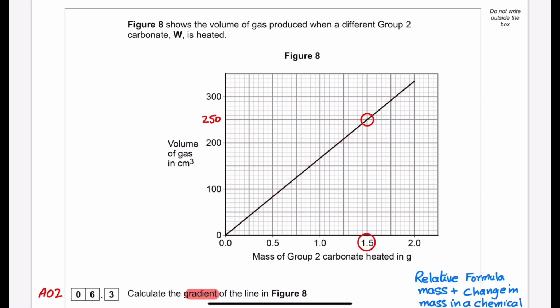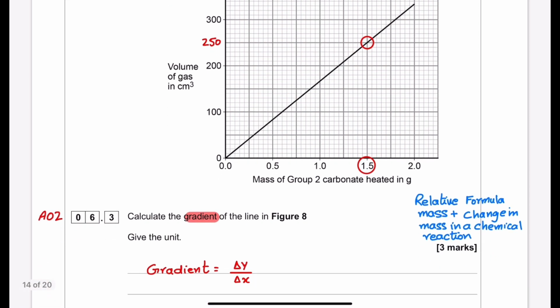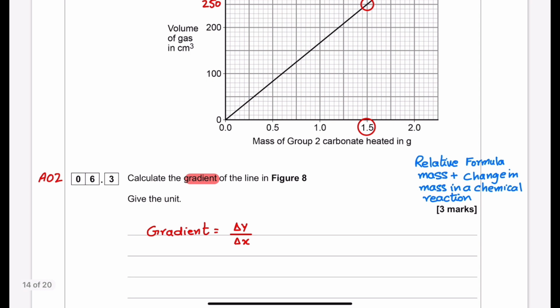The question is, calculate the gradient, or the slope, of the line in figure number 8. This is an AO2 question, and it is from the topic relative formula mass, change in mass in a chemical reaction. Gradient means change in y with respect to change in x.